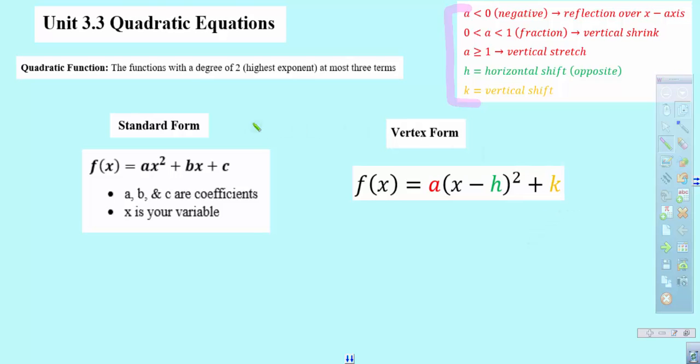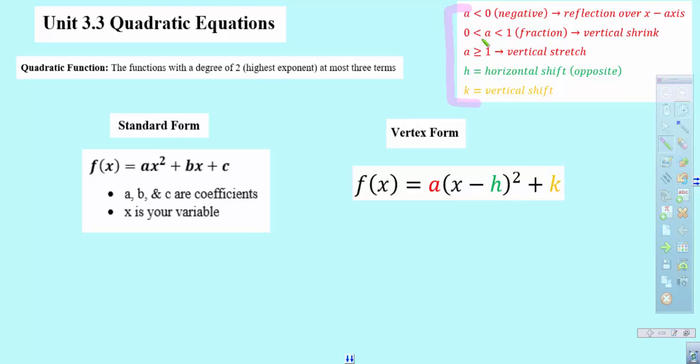All right, so a couple things about these. I think the main thing to copy down here is that you need this table. You need this basic format of vertex form. You need its layout. You need to know that if the a value out here in front is less than 0, which means it's negative, and we're going to look at some examples of this, then you have a reflection over the x-axis.